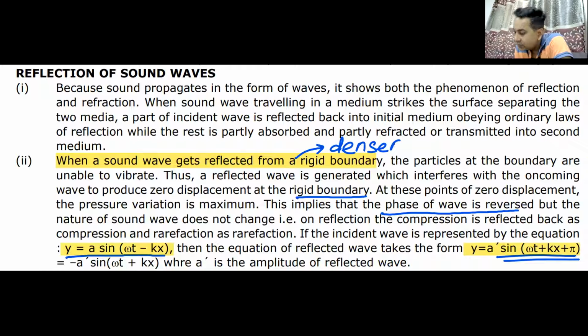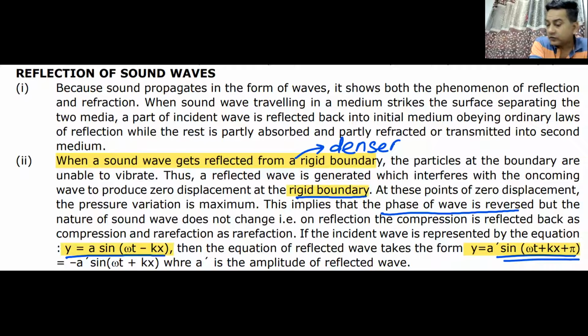Yes, sir. So the reflected ray becomes a dash sine omega t plus kx. Why is it plus kx now? Because now it will be moving in the negative x-axis, and you can see a pi sign. It undergoes a phase difference of pi. Please remember this. The new term here is rigid boundary. Rigid boundary is nothing but a denser medium. Do we understand this?